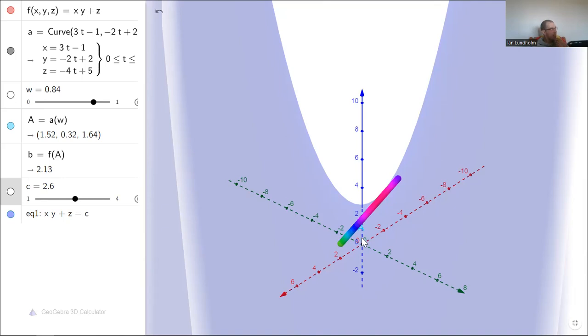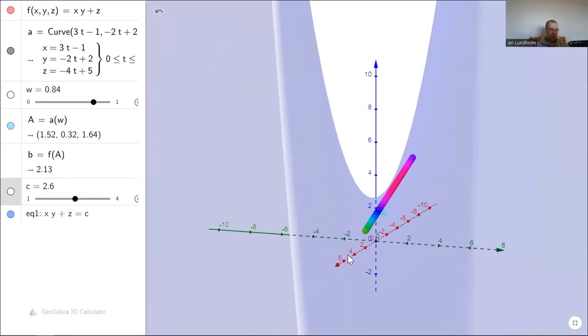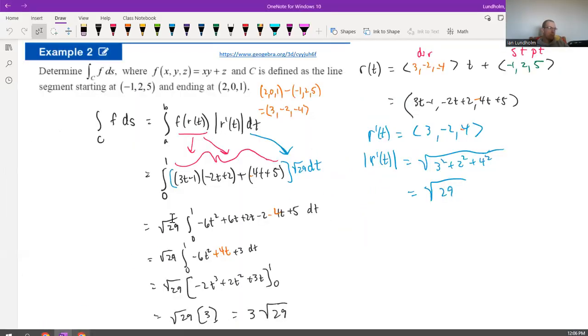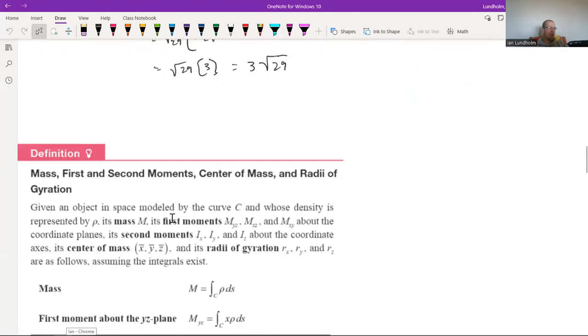But again, we're taking a sum, we're integrating a weighted line segment, or a weighted curve is what a line integral gives us. We're summing up values along a weighted curve. Yeah, that's good. All right, that's example number 2. Moving on.